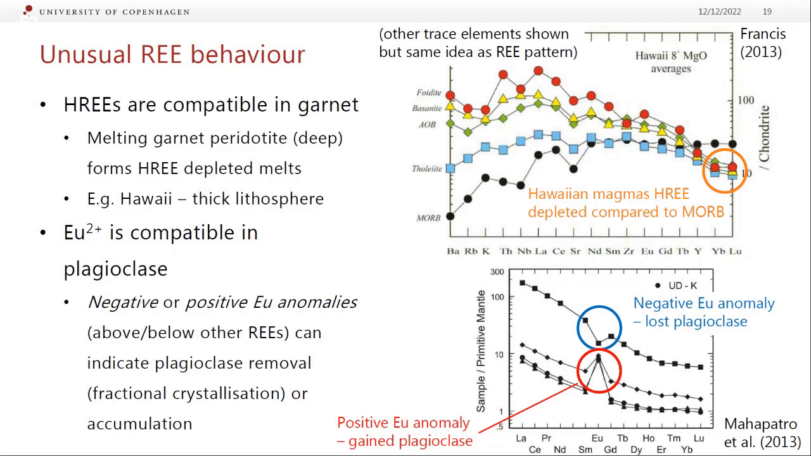Sometimes we might see a basalt. We might not see any phenocrysts, but we might see a negative europium anomaly, for example. And then we can tell that it did crystallize plagioclase, even if there aren't any plagioclases in the sample.